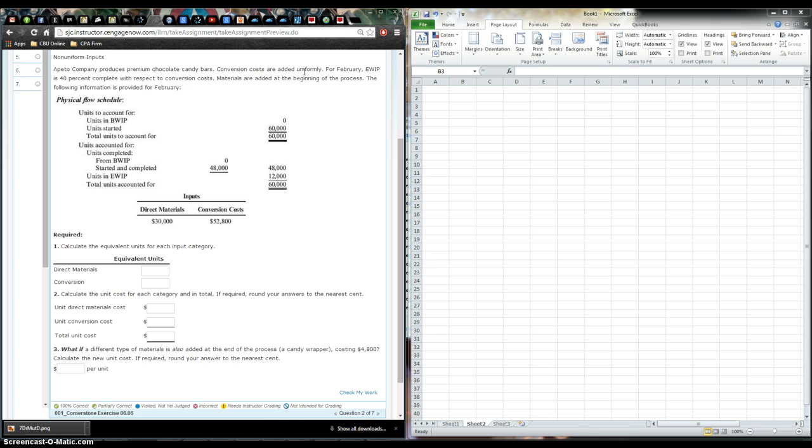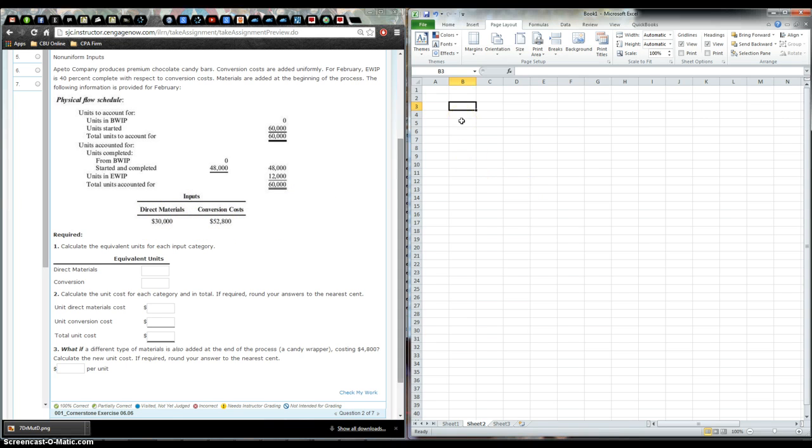For February, ending work in process is 40% complete with respect to conversion costs. Materials are added at the beginning of the process. The following information is provided for February. So we see our units started. There were no units in beginning work in process. Units completed, units in ending work in process, and the total units accounted for: 60,000. And then we have our different inputs: 30,000 for direct materials and 52,800 for conversion costs.